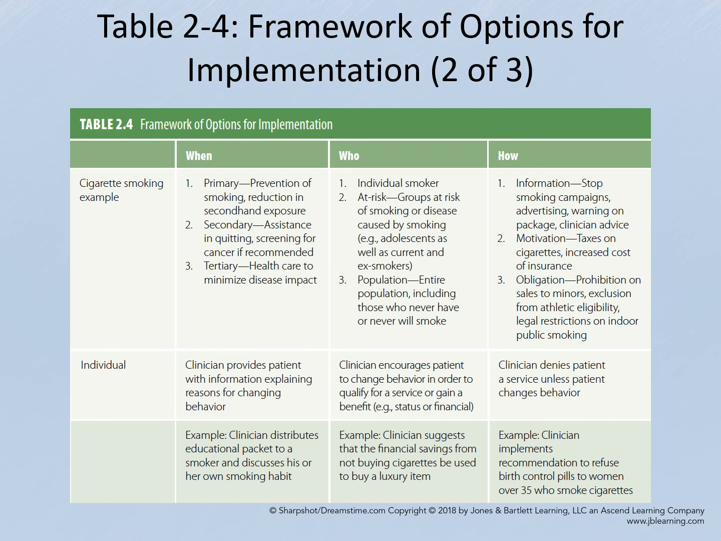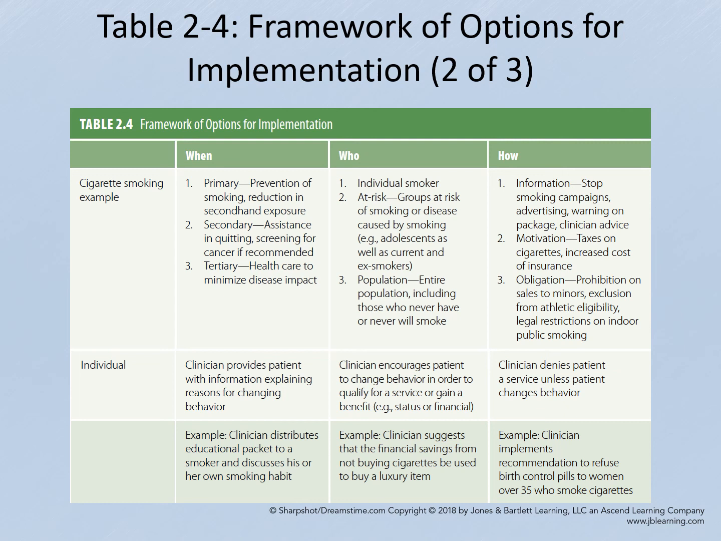So one information example is stop smoking campaigns, advertising, warnings on packages, and clinician advice. Examples of motivation are taxes on cigarettes and increased cost of insurance. Obligation is prohibition on sales to minors, exclusion from athletic eligibility, and legal restrictions on indoor public smoking.